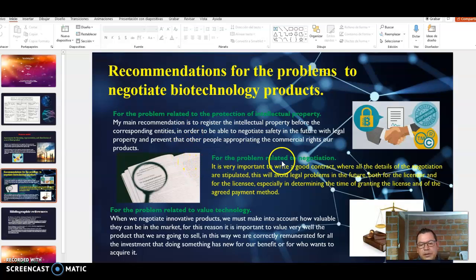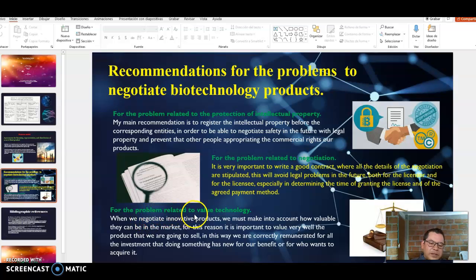For the problem related to negotiation, it is very important to write a good contract where all the details of the negotiation are stipulated. This will avoid legal problems in the future, both for the licensor and for the licensee, especially in determining the time of granting the license and the agreed payment method.